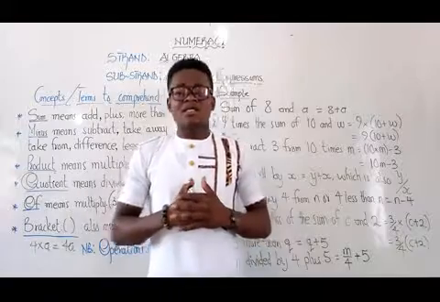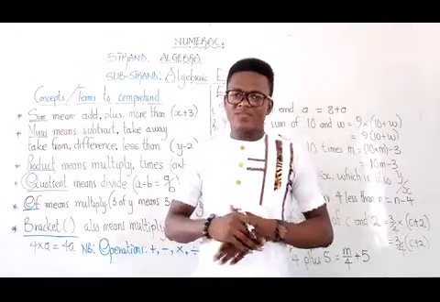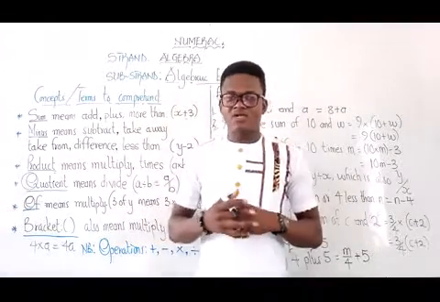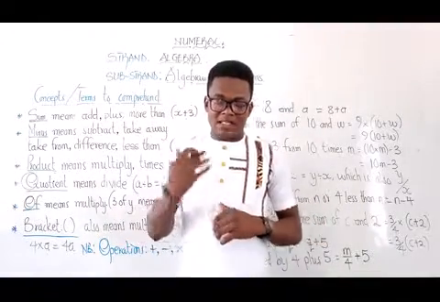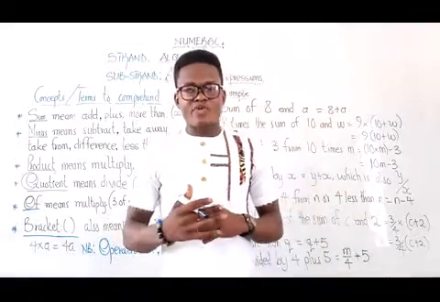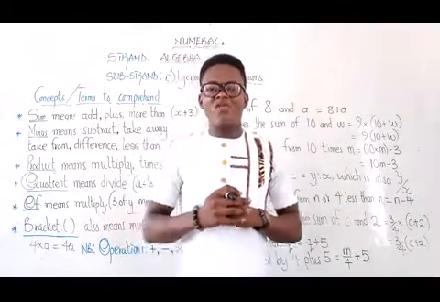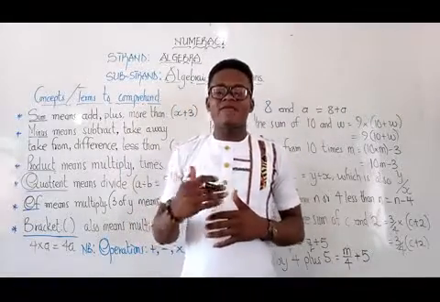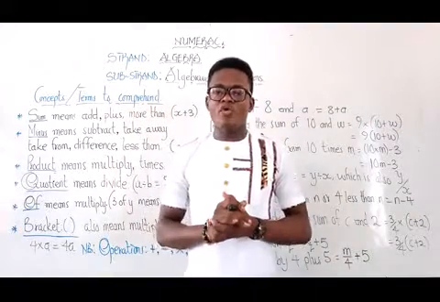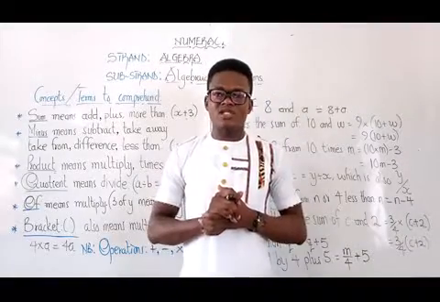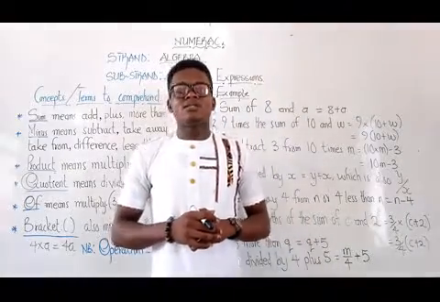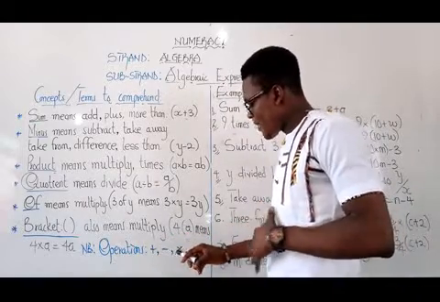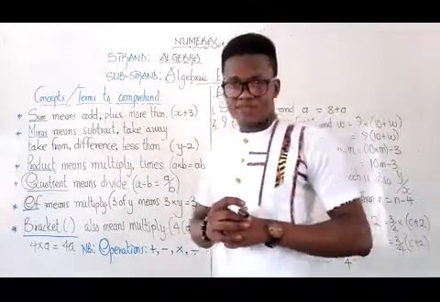Now let's look at the definition of an algebraic expression. An algebraic expression is a part of mathematics that deals with expressions that contain numbers, variables, and operations. The numbers remain the same. They are constant, they don't change. But the variables, or the letters, they vary, they can change. And the operations we're going to look at are addition, subtraction, multiplication, and division.